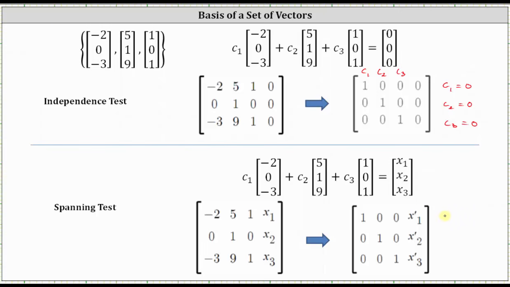The first row indicates that C sub 1 is equal to x prime 1. The second row indicates that C sub 2 equals x prime 2. And the third row indicates that C sub 3 equals x prime 3. This tells us that any vector in R3 can be written as a linear combination of the given 3 vectors. The set spans R3, and because we have 3 vectors in R3, the 3 vectors would also be independent. The set of vectors does form a basis for R3.